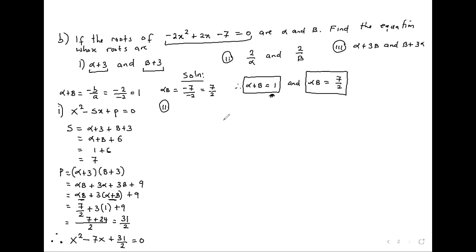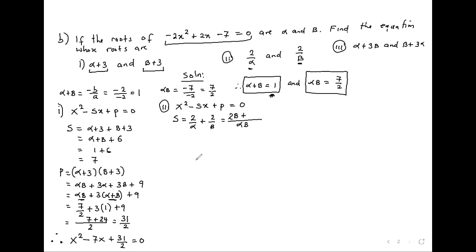Part 2. It should again be x squared minus the sum multiplied by x plus the product is equal to 0. The sum of the roots given, 2 over alpha plus 2 over beta. So you say 2 over alpha plus 2 over beta. Common denominator, alpha beta. You divide. What is alpha beta divided by alpha? You get beta. Beta times 2, we have 2 beta.